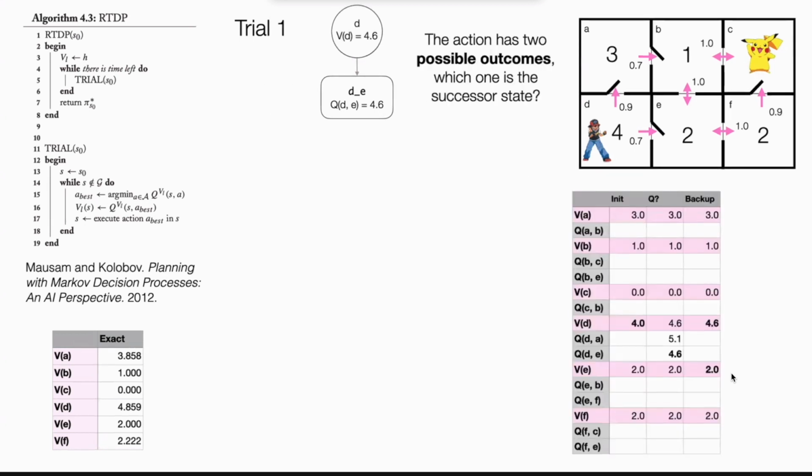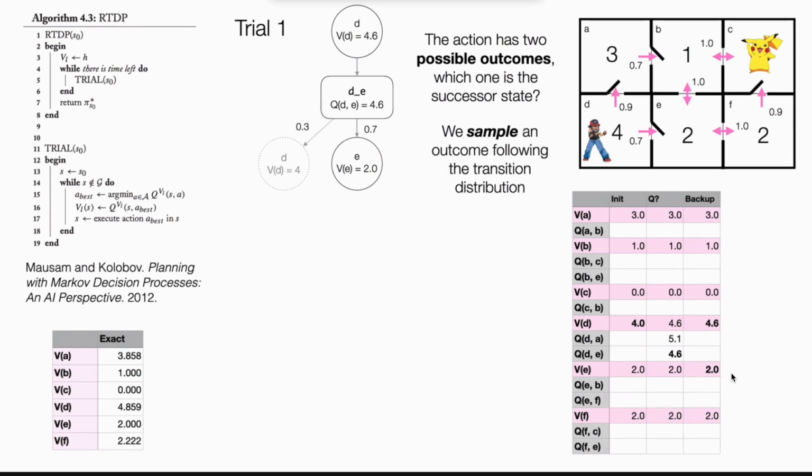And now we need to generate a successor. So we sample that successor. So that's just like rolling a biased dice or tossing a biased coin. 30% of the time we'd sample D, 70% of the time we sample E. So in this case, let's assume we get E. We only get one of those in the trial, though. That's the trial-based nature or the sample-based nature.